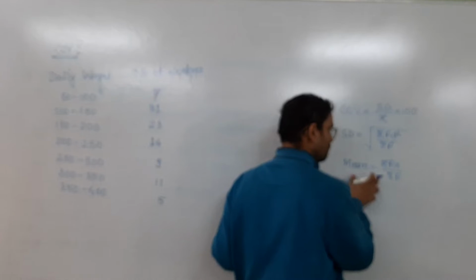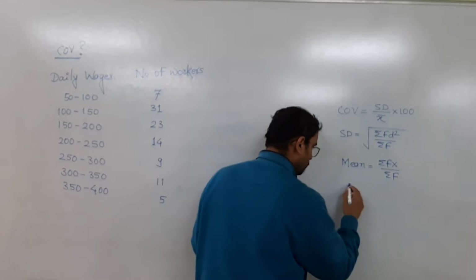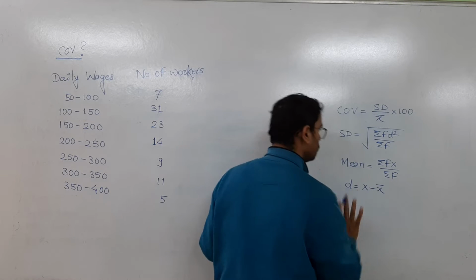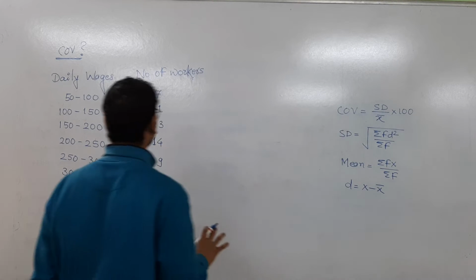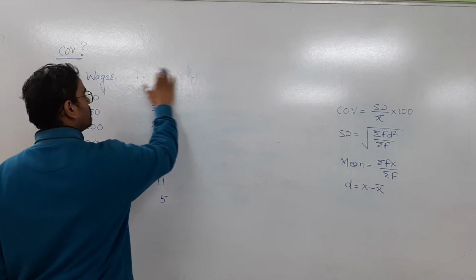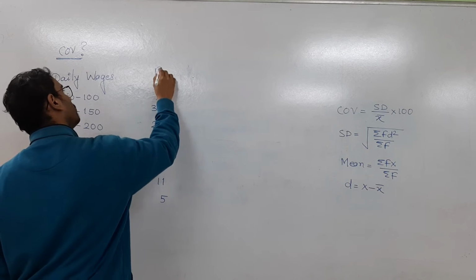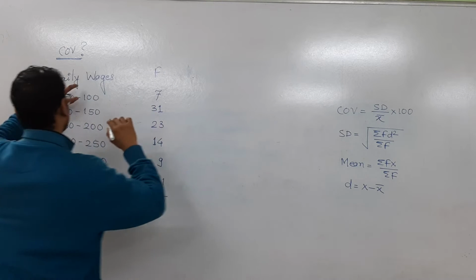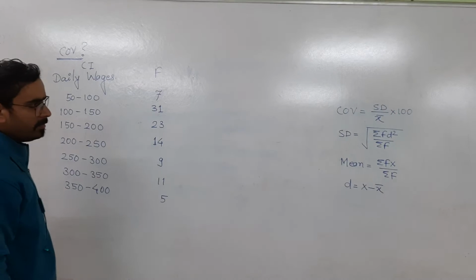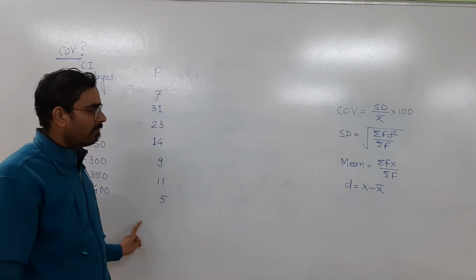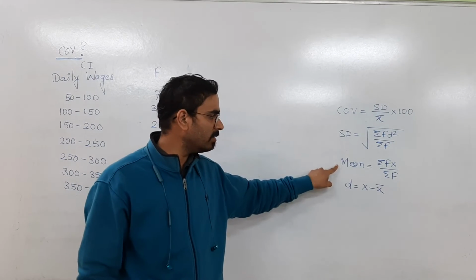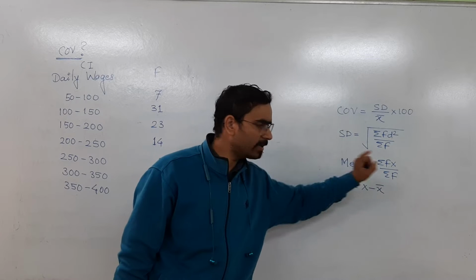After getting the mean, you will get the D column. The D column formula is very simple, x minus x bar, that is mean. So let's solve in that pattern. I will directly write the frequency, that is f, and the class interval Ci. First of all, we need to calculate the mean. For mean we require f and x.